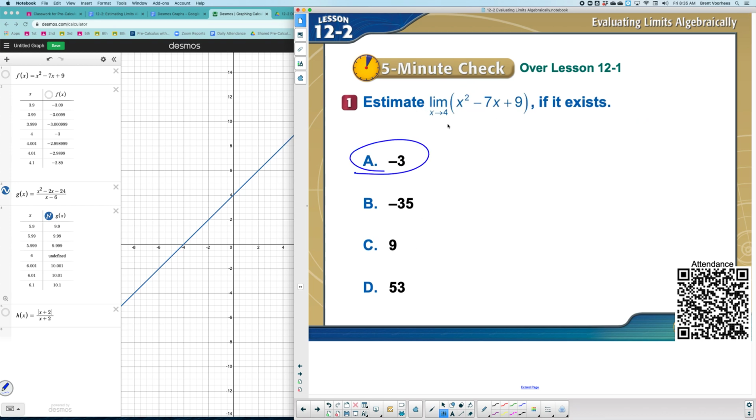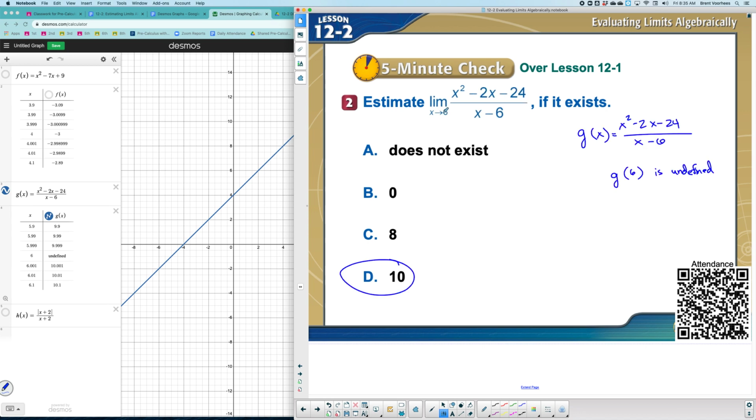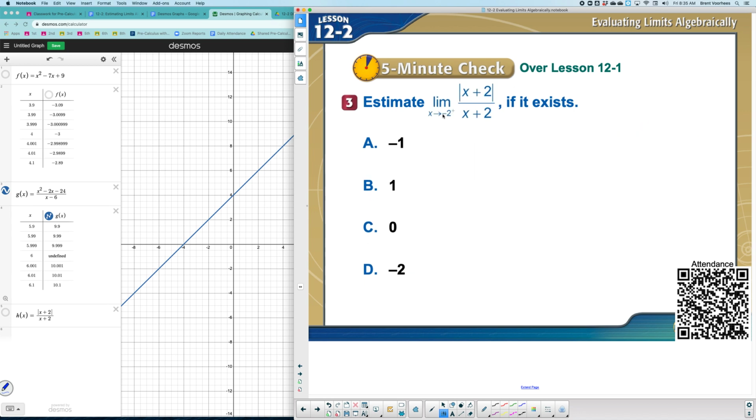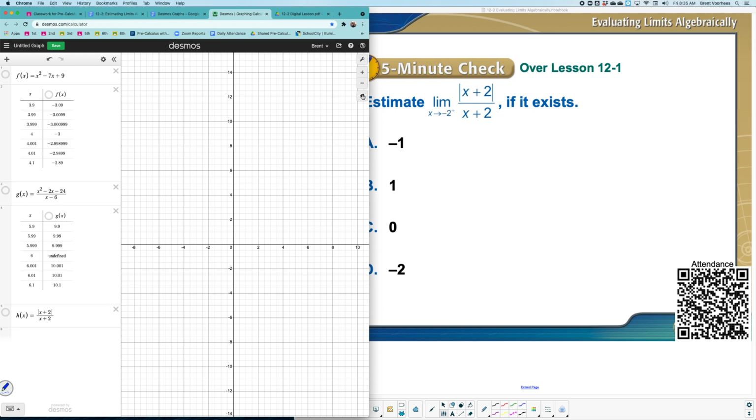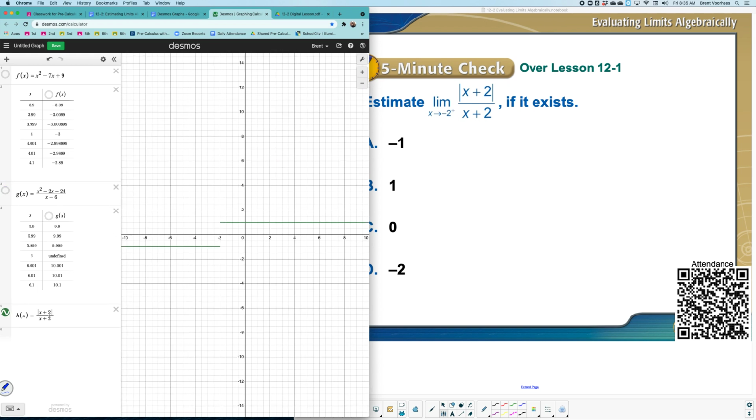Estimate this limit. You might notice that the symbols are a little bit different on number 3. It says -2 with a plus. That means from the right side, you're looking at the right piece as it approaches -2. So when I jump down to number 3 here, we're looking as the right piece approaches -2. What value would that approach?